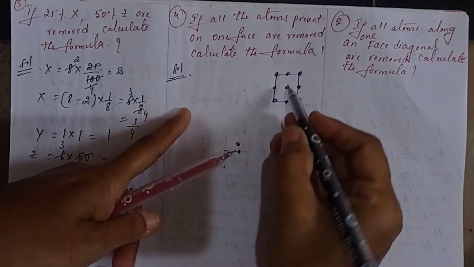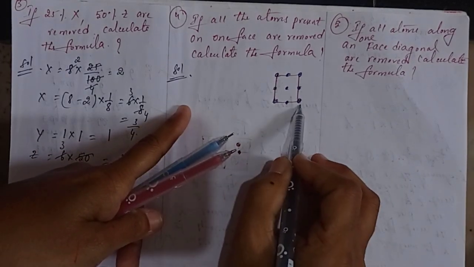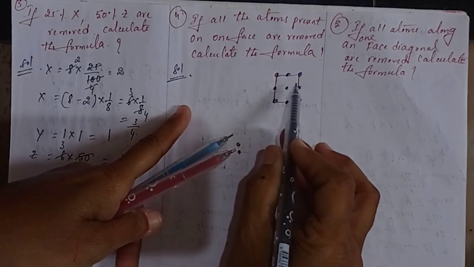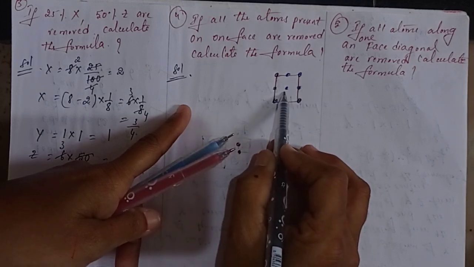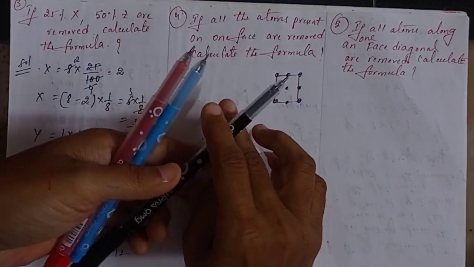See, now here what are the particles on one face? Total 4 corner particles are there, 1, 2, 3, 4 edge center particles are there, and 1 body center particle is there. So these particles are removed. Then what is the formula it is asking?